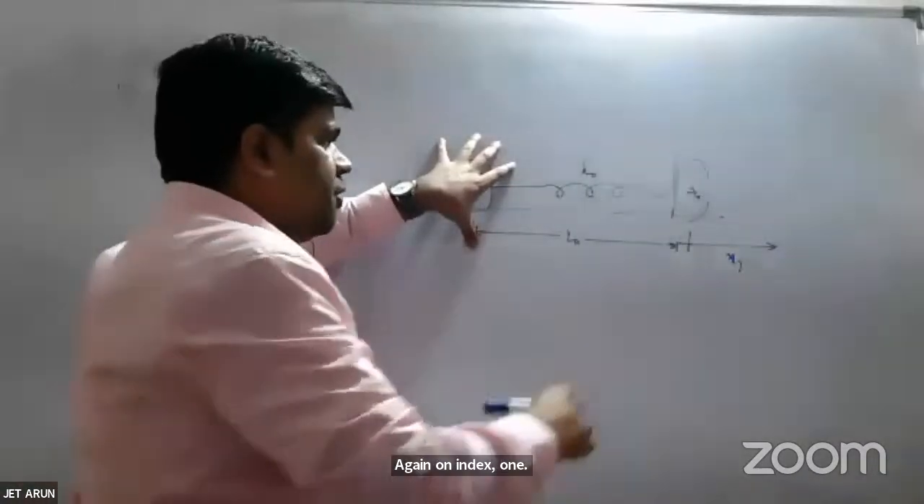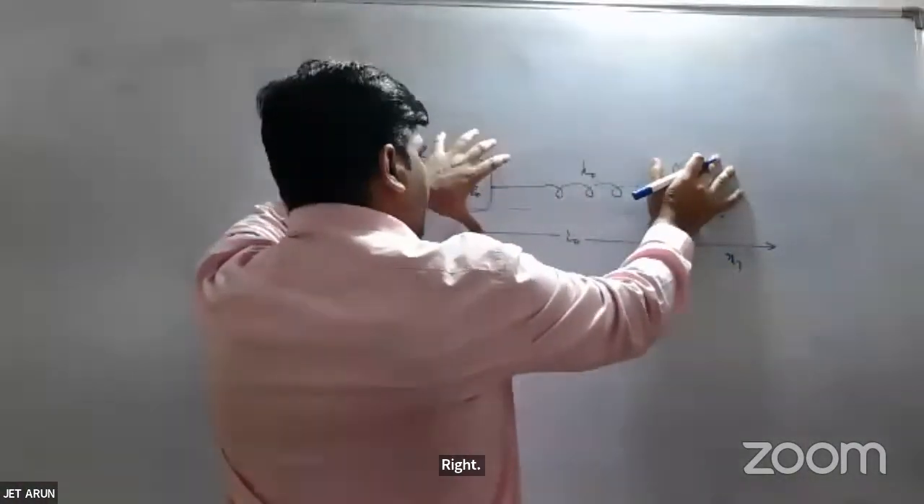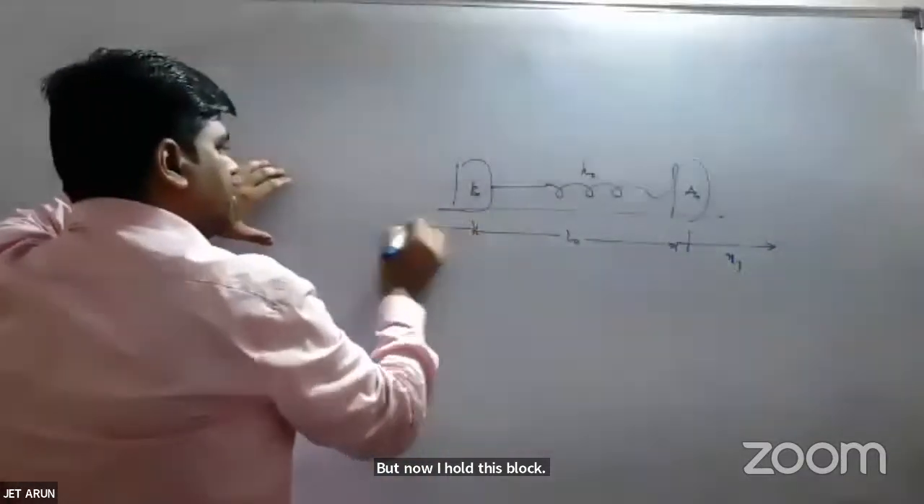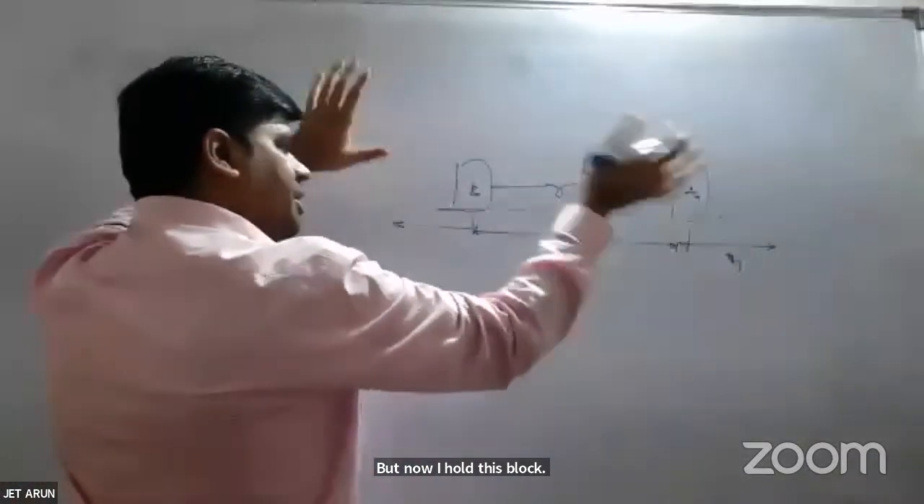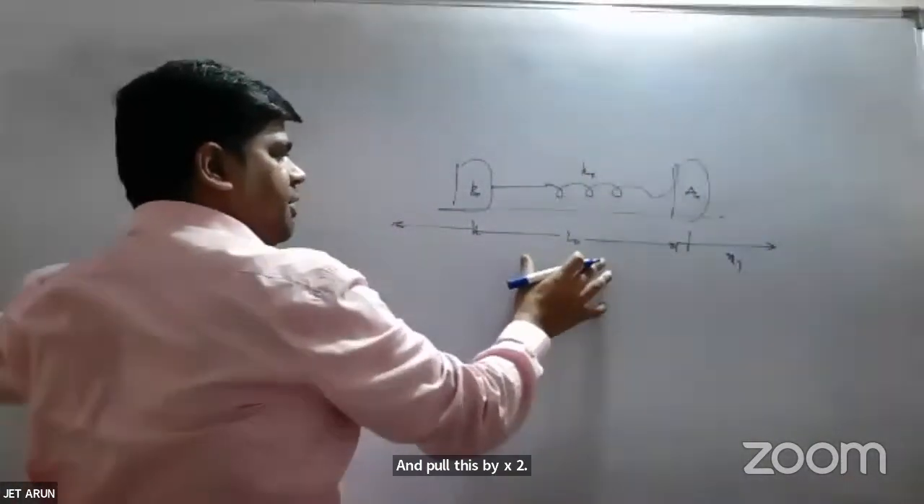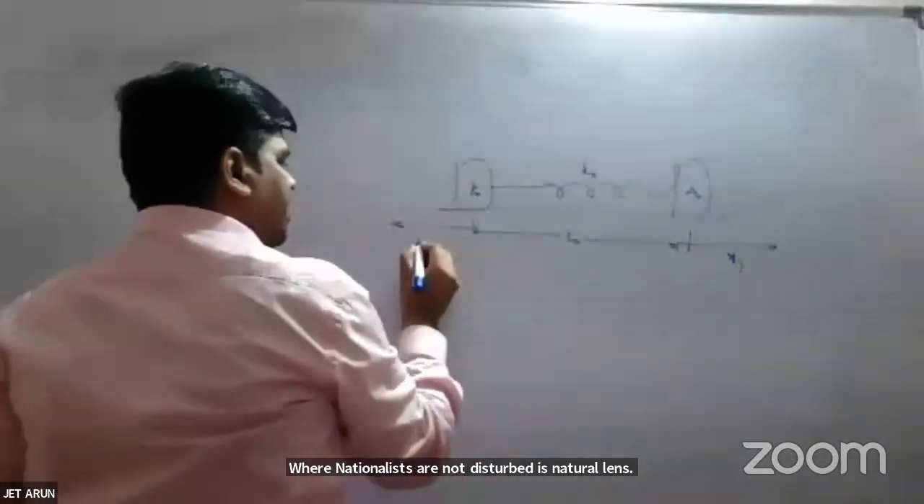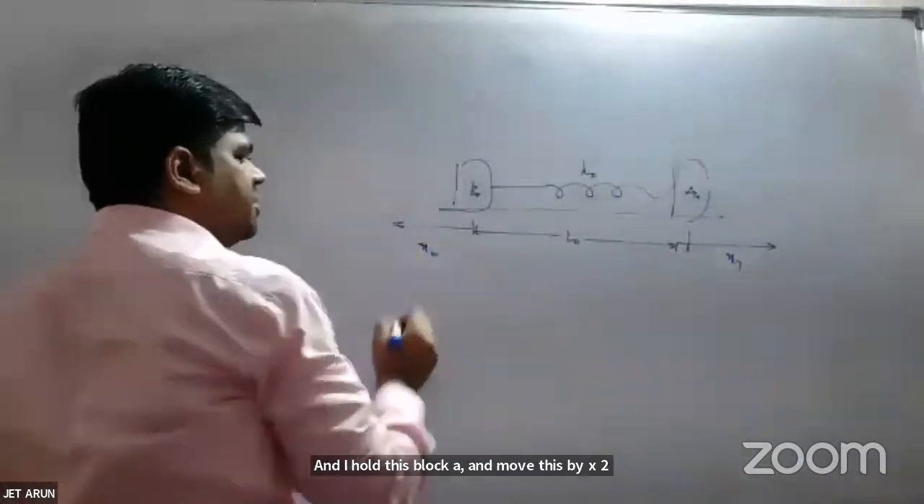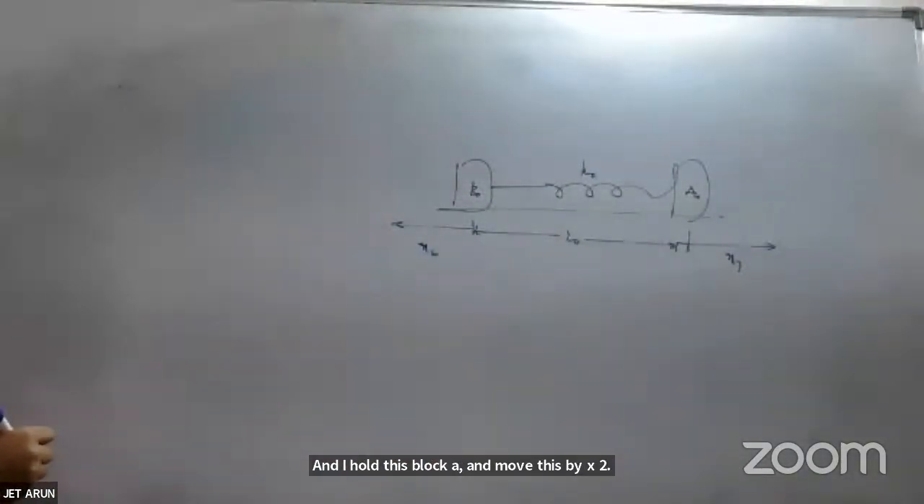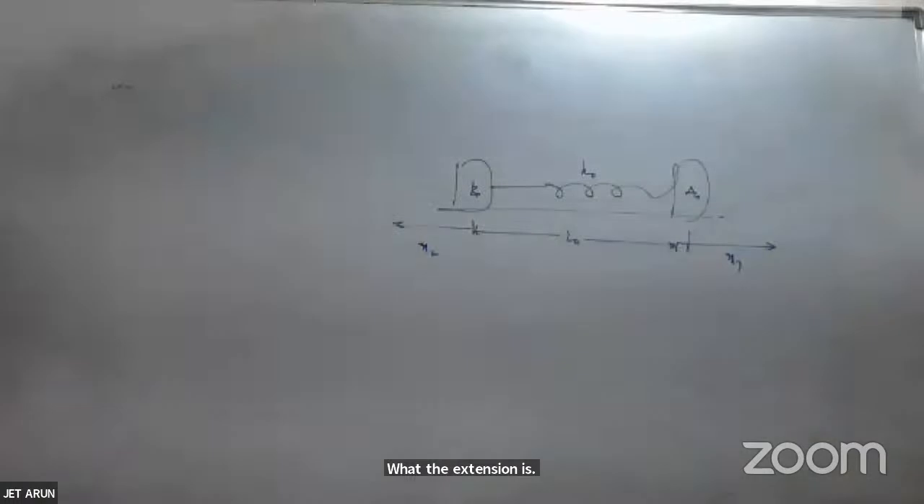Yes, but sir, now I hold this block and pull this by X2. Again, I bring it back to the original situation where the distance between them is the natural length, and I hold block A and move this by X2. What's the extension in the spring? X2. Right. What's the tension in the spring? K naught into X2.